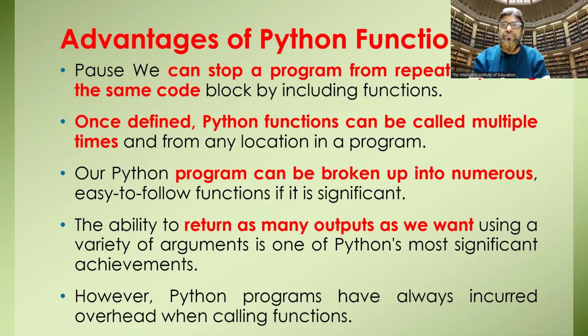So we have to stop writing the same code again and again. That is called reusability of code: write once, and wherever required, we will pass that. Second, once we have defined and created a function, we can call it multiple times. This all I will show you in a practical way. Now when we develop an application or project with a huge number of lines, we make it module by module, and the program can be broken up into numerous easy to follow functions if it is significant.